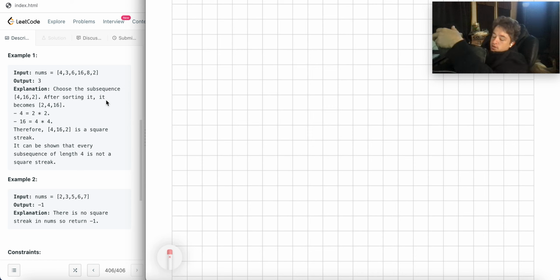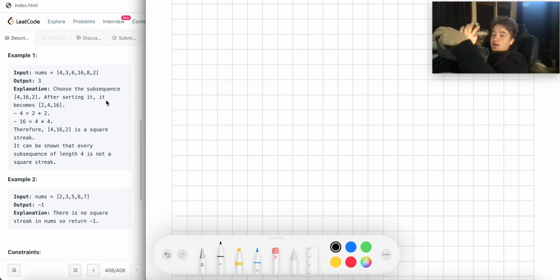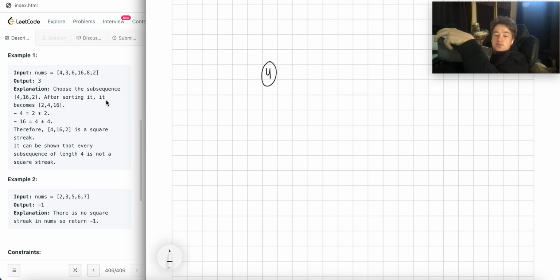Let's look at example 1. Now, this problem has a very intuitive, I think, dynamic programming approach, right? So let's look at this. So we have 4. I'm going to draw these as nodes. 3, 6, 16, 8, 2.